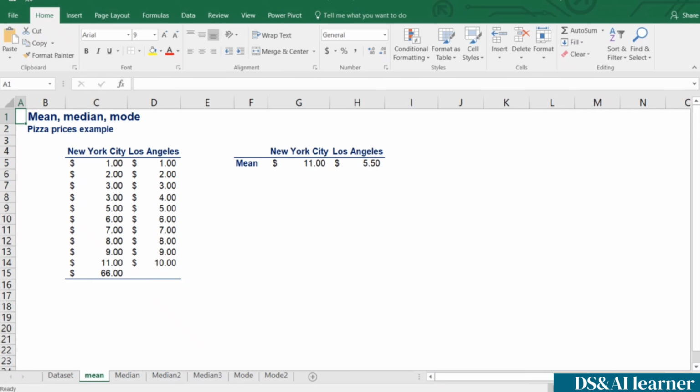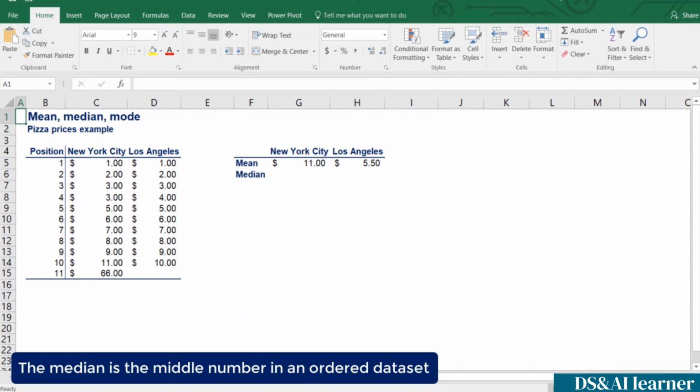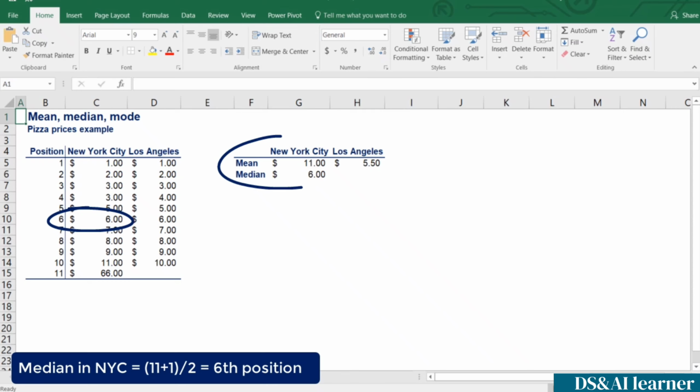The median is basically the middle number in an ordered data set. Let's see how it works for our example. In order to calculate the median, we have to order our data in ascending order. The median of the dataset is the number at position (n plus 1) divided by 2 in the ordered list, where n is the number of observations. Therefore, the median for NYC is at the 6th position, or $6. Much closer to the observed prices than the mean of $11, right?